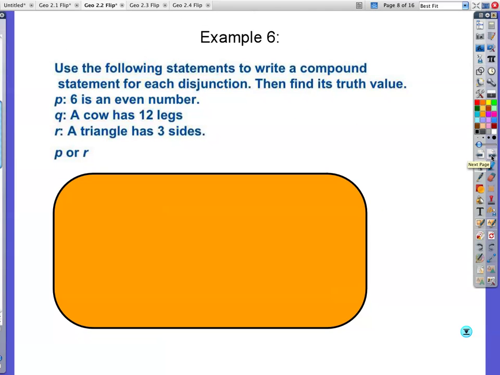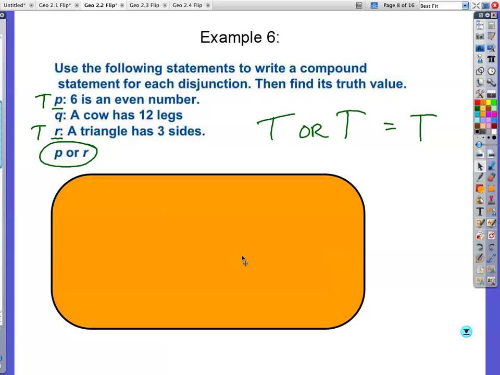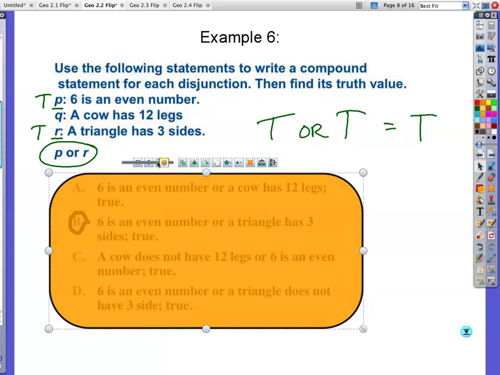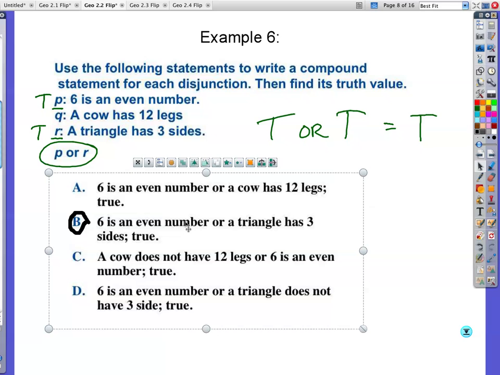Example 6, use the following statements to write a compound statement for each disjunction, then find the truth value. Okay, so now I'm looking at P or R. The P value, 6 is an even number, true. I'm going to look at R. R, a triangle has 3 sides, true. So basically I'm saying true or true. Look at your chart. Probably don't even need to look at your chart. You probably know overall truth value is going to be true. Whoa. 6 is an even number, or a triangle has 3 sides. True.